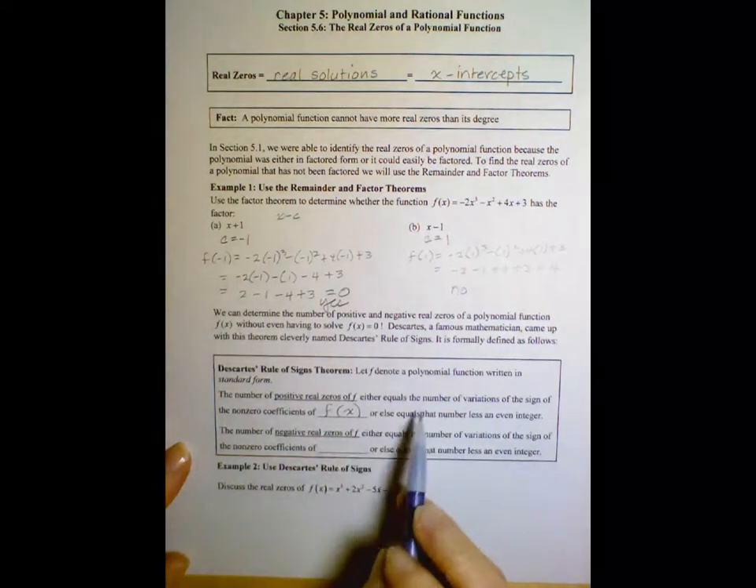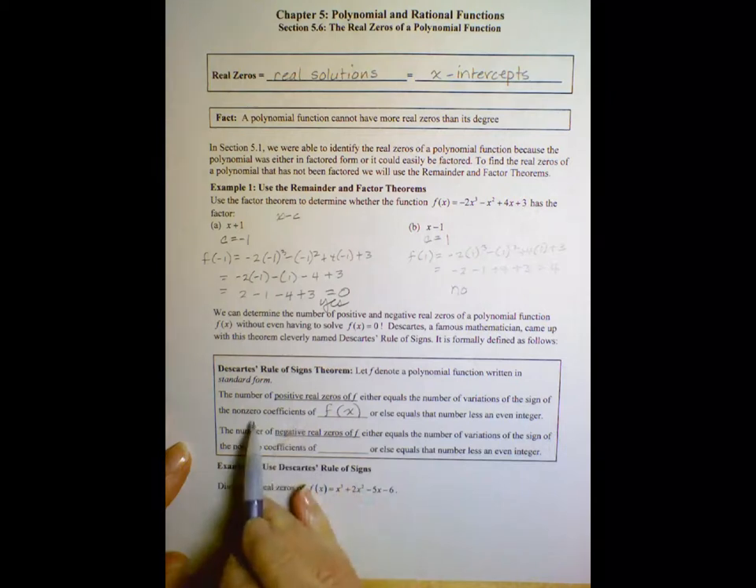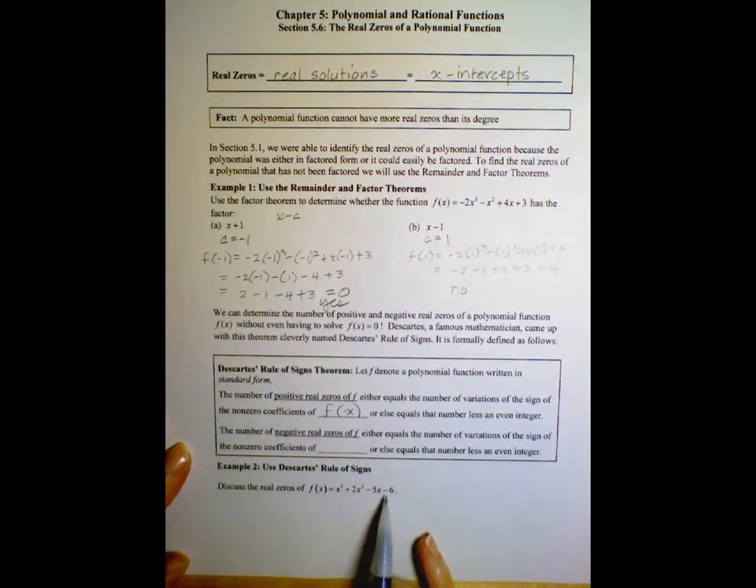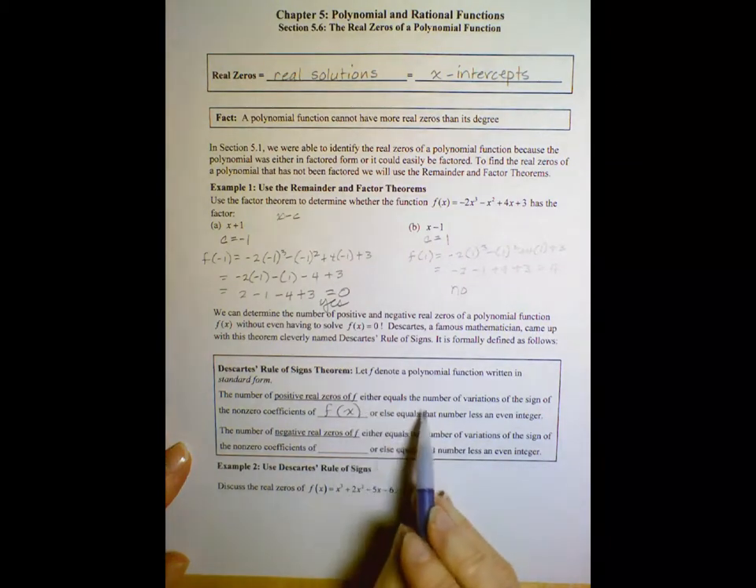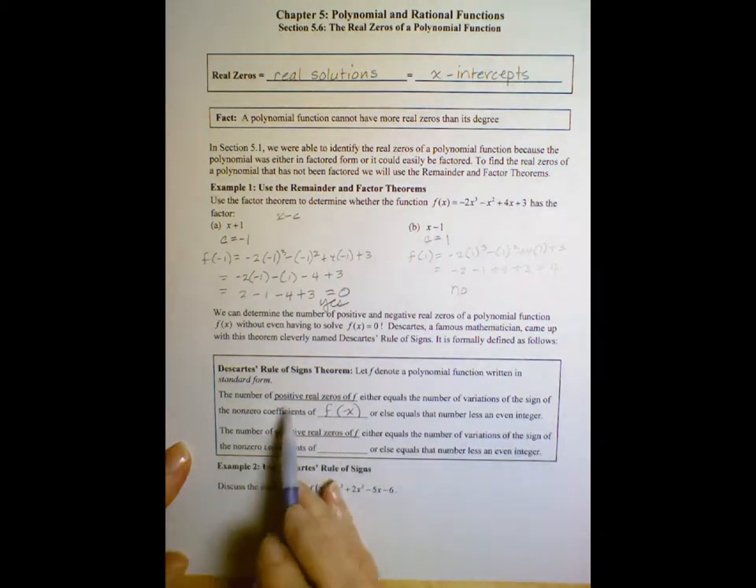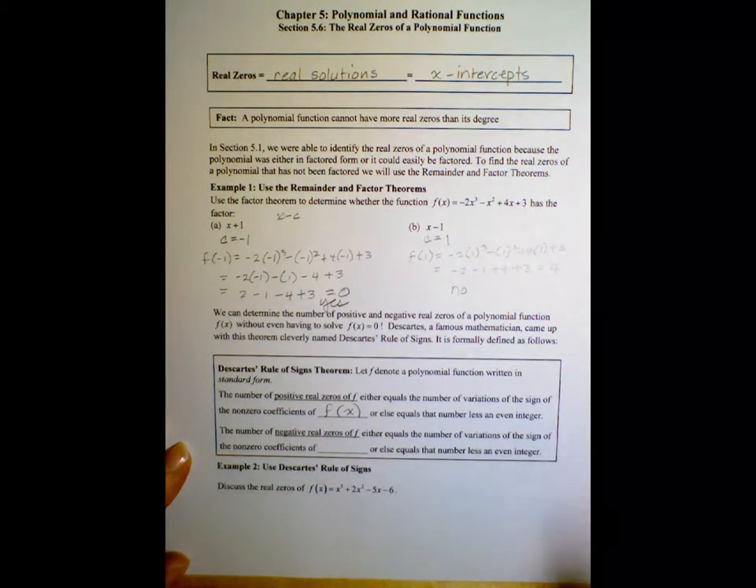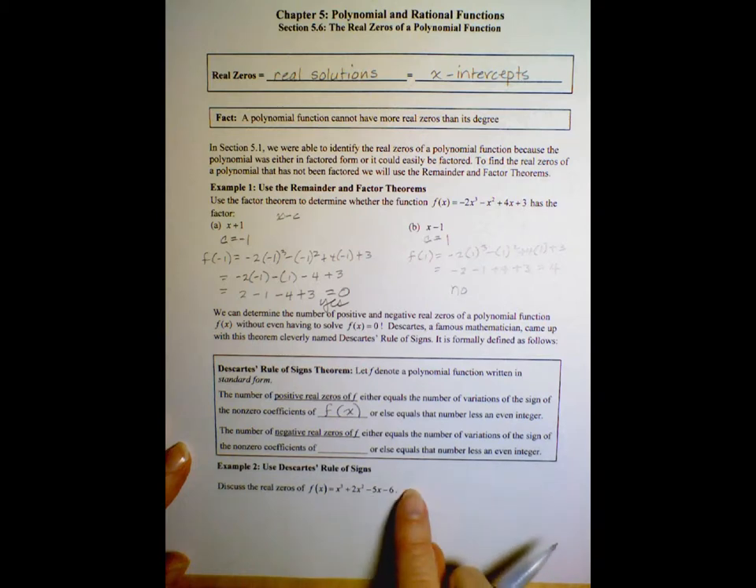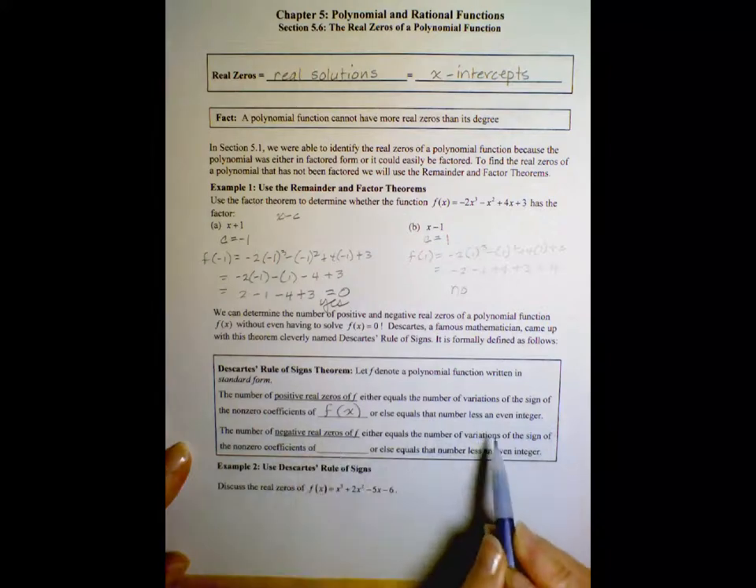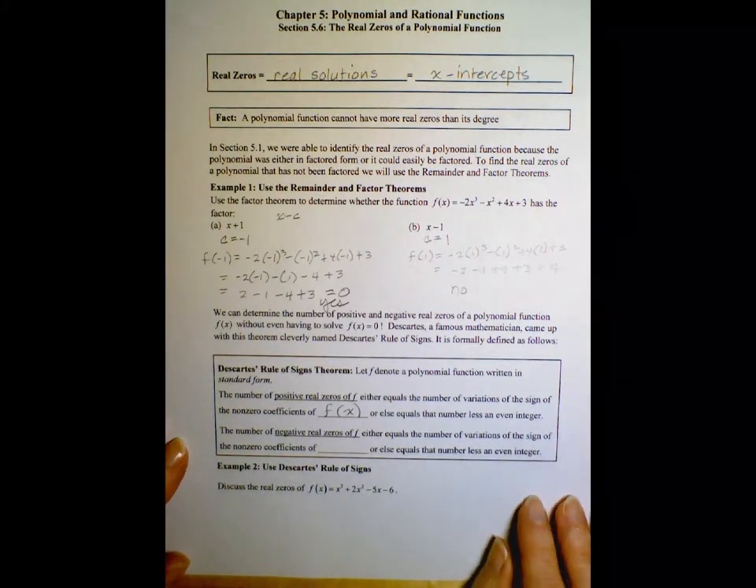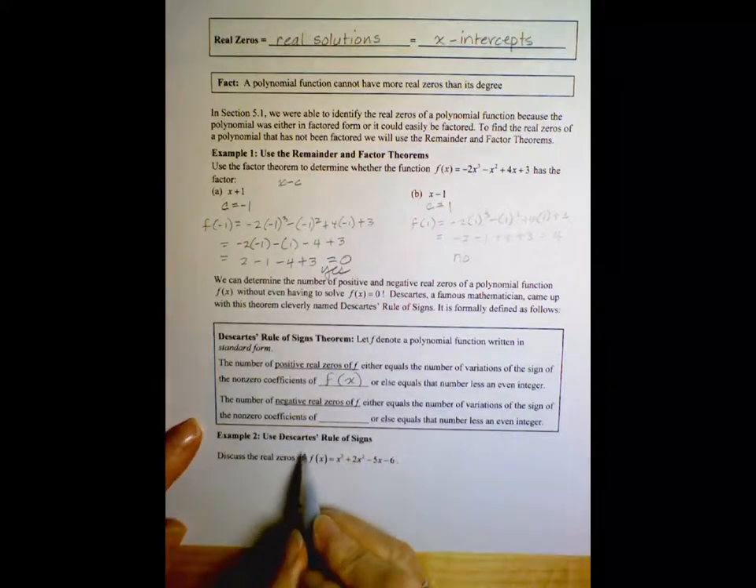Okay, so what does that mean? The non-zero coefficients means, if you didn't have an x squared here, it would have a zero coefficient, so we wouldn't worry about that. So we're looking for the number of variations of sign. We're counting how many times the sign changes in standard form for all the terms that don't have a zero coefficient. Or else it equals that number less an even integer. So let's see how that works here in just a minute in this example.